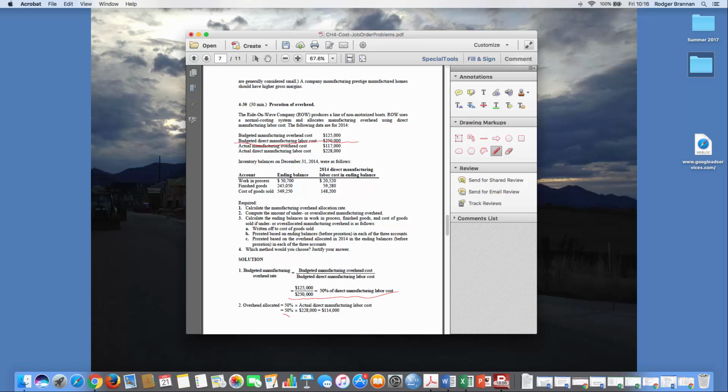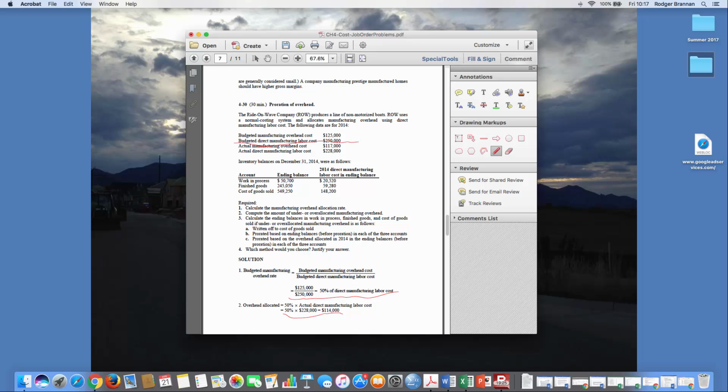Now, the actual overhead, which is number 2, is simply taking that rate, assuming that doesn't change. There's absolutely no reason to change that. I take that times the actual labor cost that I incurred. It could be more, it could be less. That's fine. We just go with what we have here. And in this case, the applied overhead was 114,000.